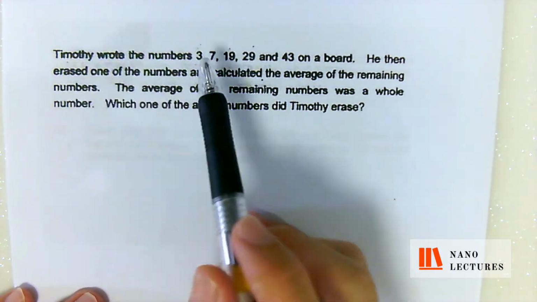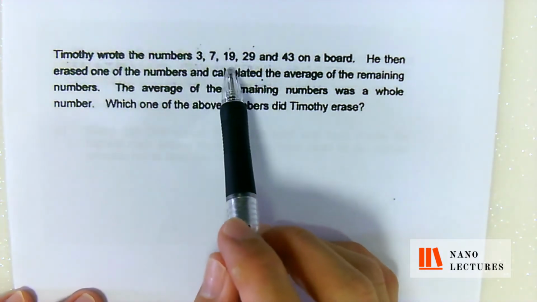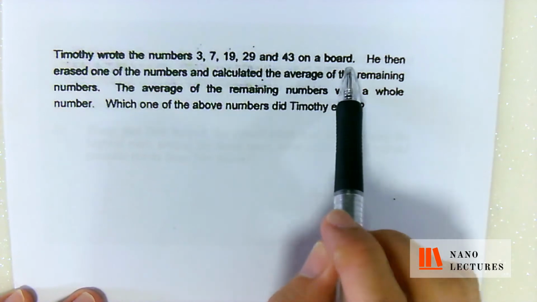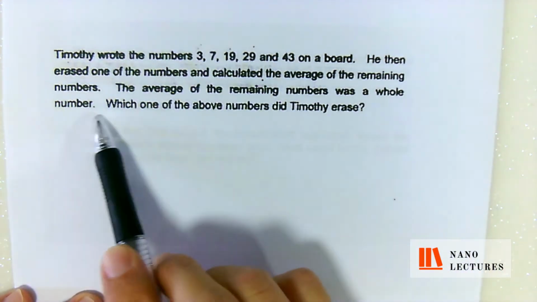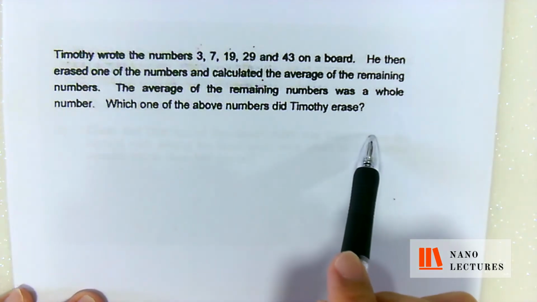This one is quite tricky, be careful. Timothy wrote the numbers 3, 7, 19, 29, 43 on the board. He will erase one of them, and then calculate the average. And the average was a whole number. Which of the above numbers did he actually erase?